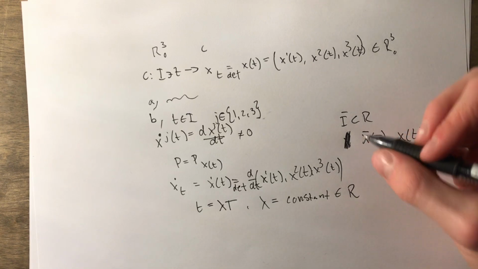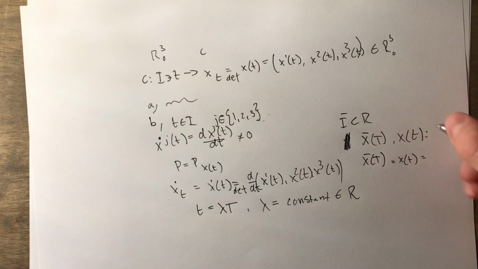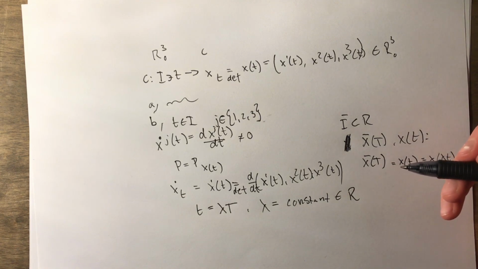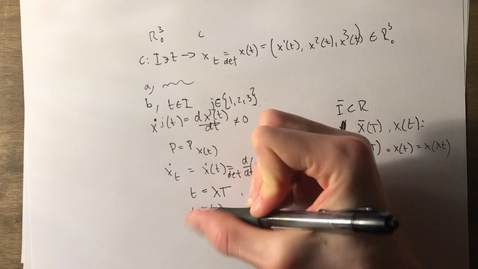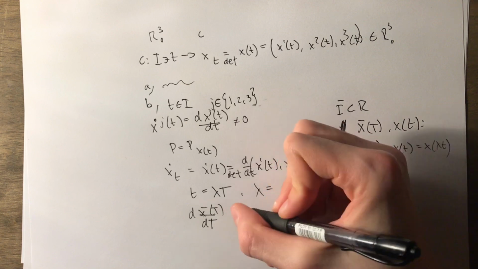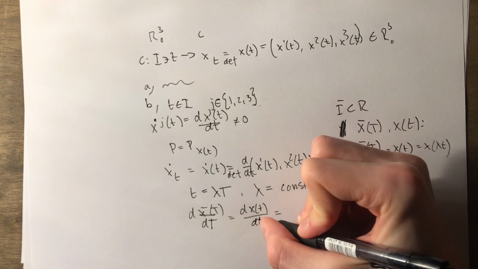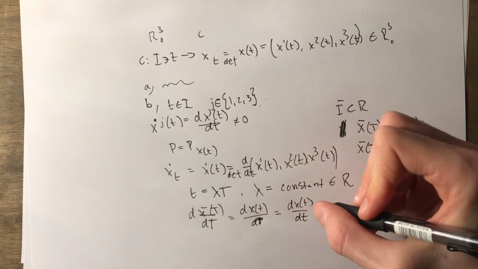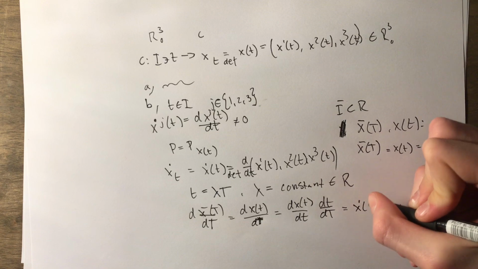And x bar of capital T is equal to x of t is equal to x of lambda T. The tangent vector of the curve C at point P as a function of the parameter capital T is calculated by the derivative dx bar of capital T with respect to d capital T equals dx of t with respect to capital T equals dx of t with respect to t times dt with respect to capital T equals x dot of t times lambda.